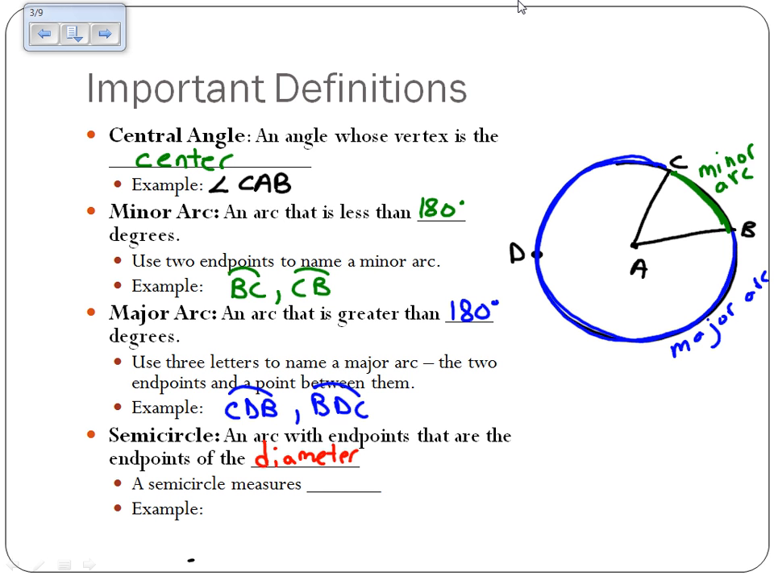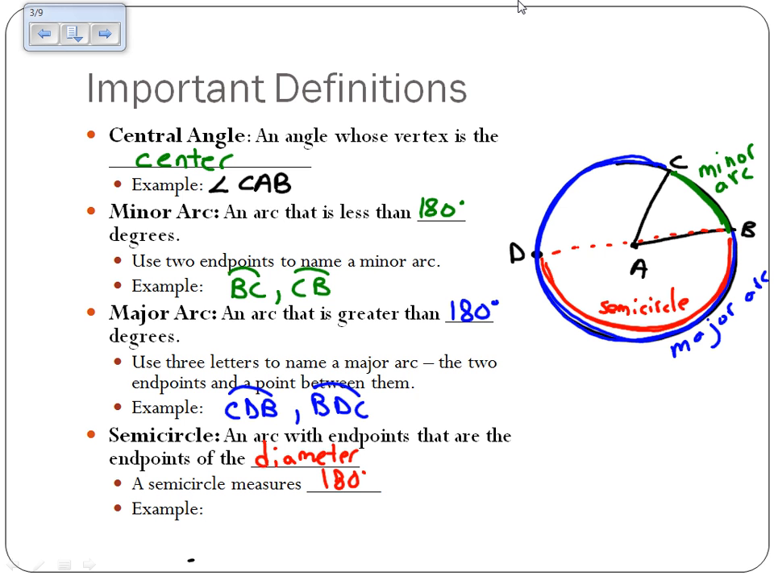Okay? So if this is my diameter, everybody see the diameter? I'm going to double up here. This is my semicircle. Notice that it's half the circle. Semi means half, or 2. So a semicircle measures exactly 180 degrees.